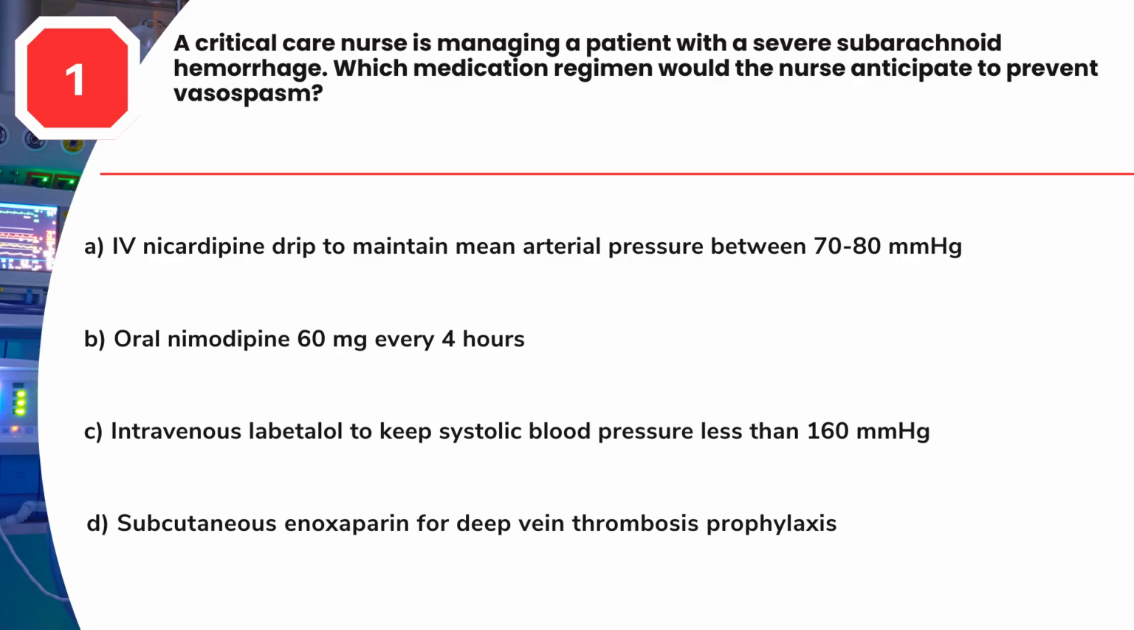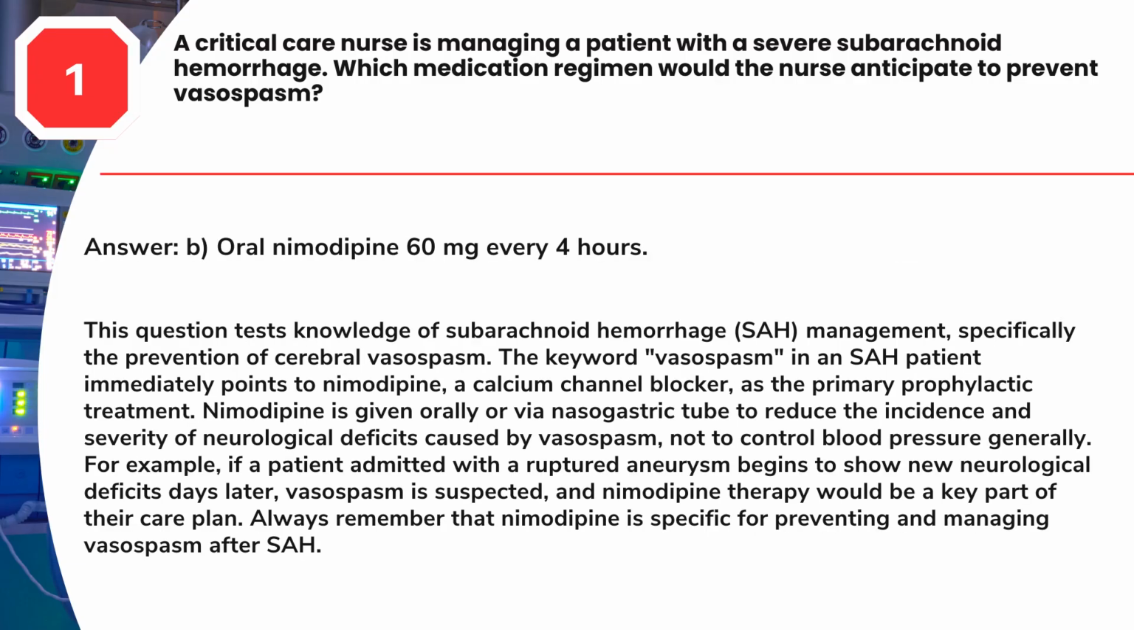C. Intravenous labetalol to keep systolic blood pressure less than 160 millimeters of mercury. D. Subcutaneous enoxaparin for deep vein thrombosis prophylaxis. Answer B. Oral nimodipine 60 milligrams every 4 hours. This question tests knowledge of subarachnoid hemorrhage, SAH, management, specifically the prevention of cerebral vasospasm.